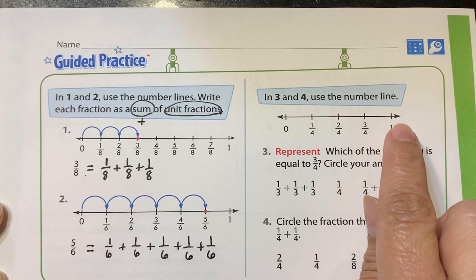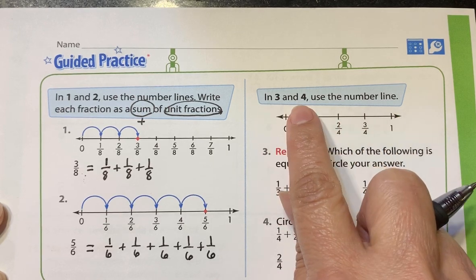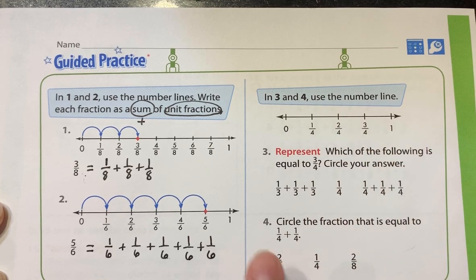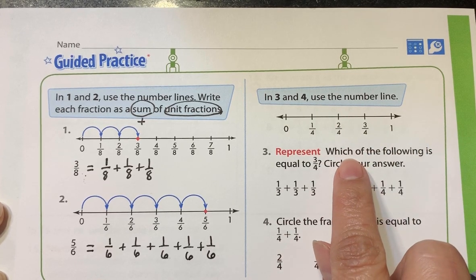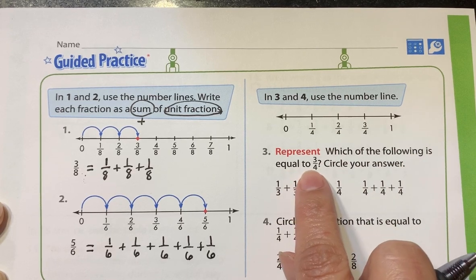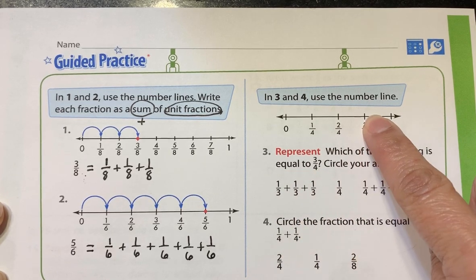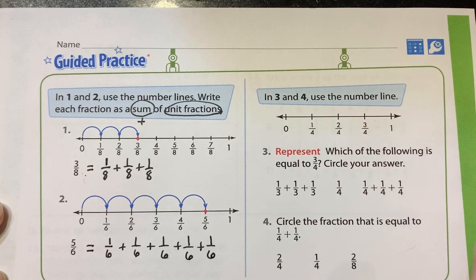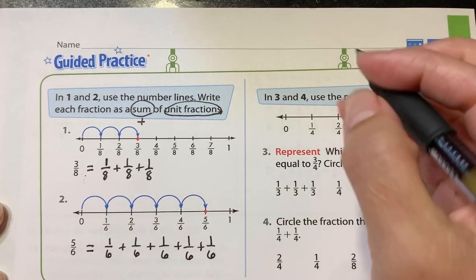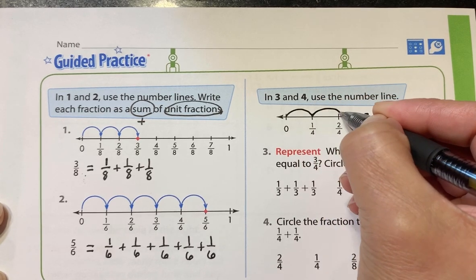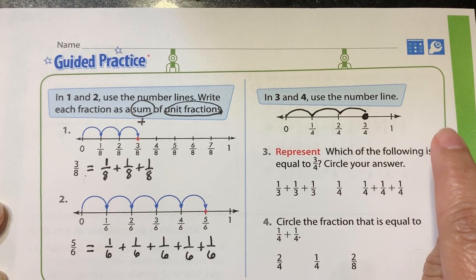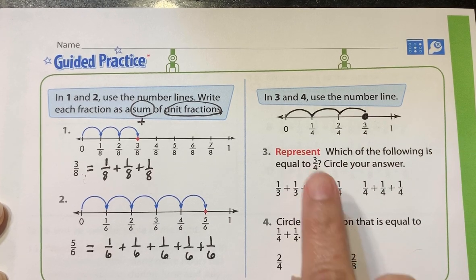Let's look at number 3. It says in 3 and 4, use the number line. So we're going to use this number line to answer both 3 and 4. Number 3 says, which of the following is equal to 3/4? And 3/4 is right here. If we put a dot on that one right here, it'll look just like the ones that are here. And I do the leaps like this, 1, 2, 3. But it looks like they want the sum of the unit fraction. They want the one that equals 3/4.